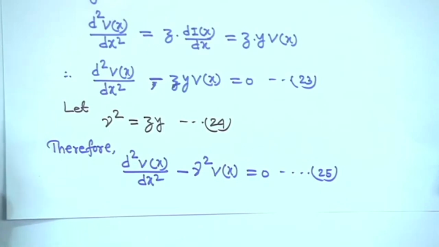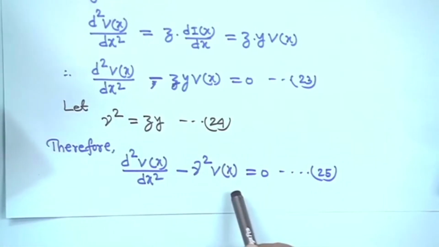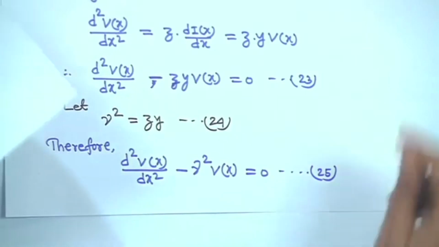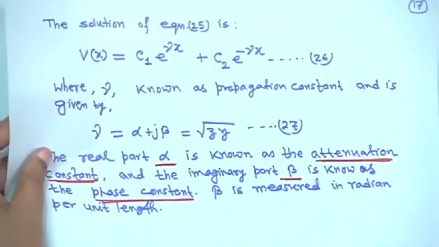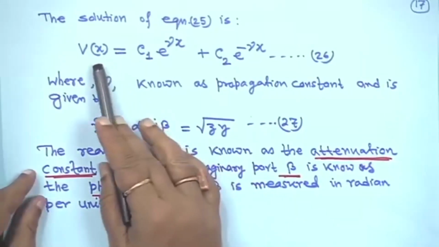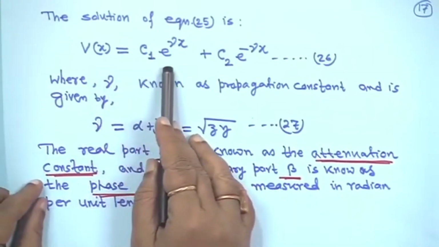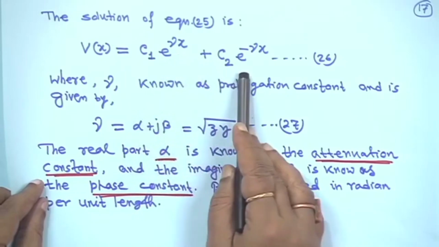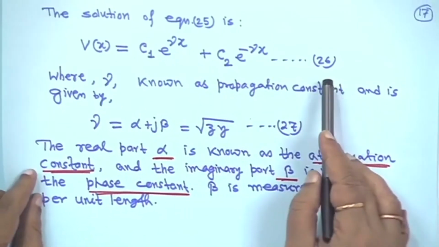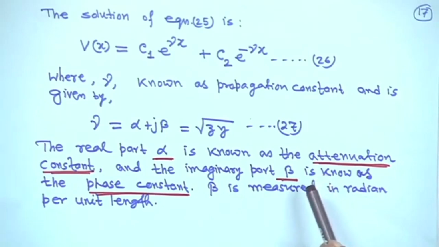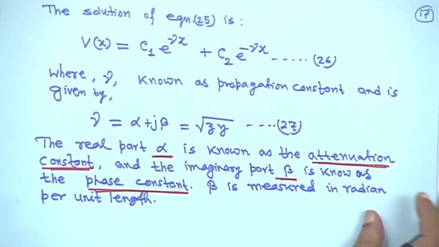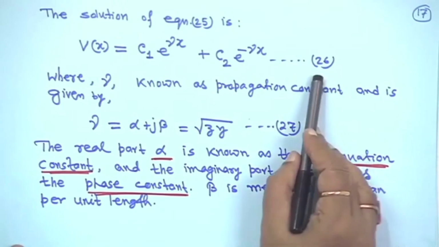Now, the general solution of this second order differential equation, you can write in general as Vx = C1 e^(γx) + C2 e^(−γx). This is equation 26. C1 and C2 can be obtained by putting initial conditions, we will see just later.